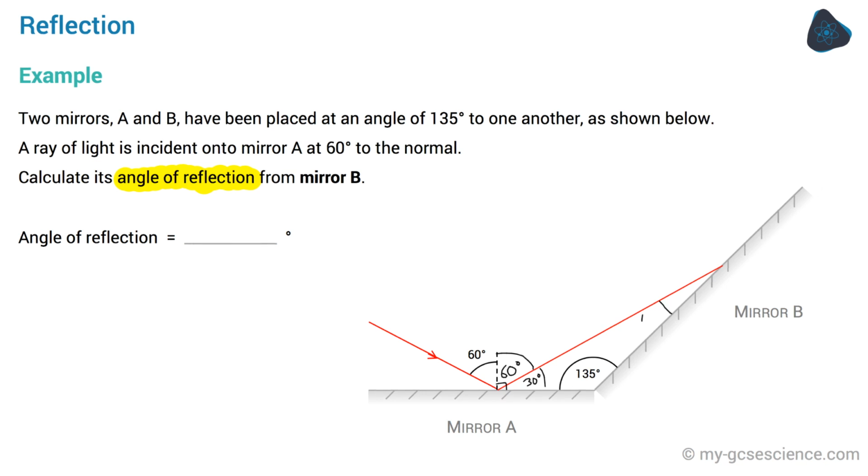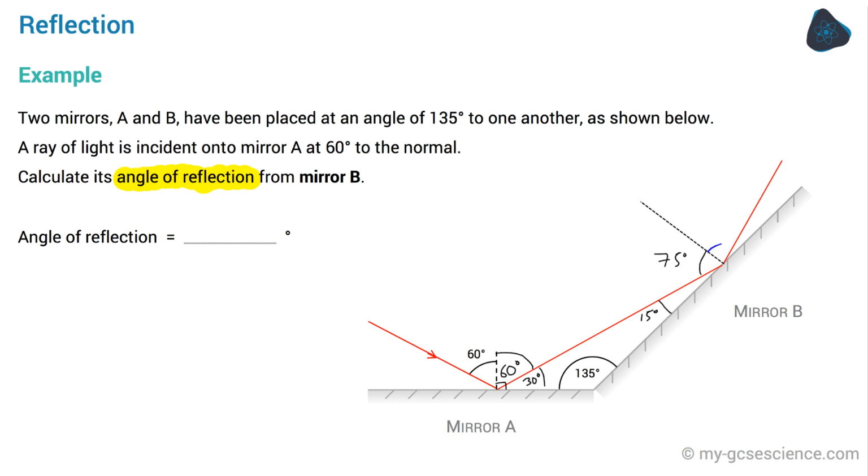Because the interior angles of a triangle must add up to 180 degrees, that means that this angle is 15 degrees. So if we draw in the normal for the ray which is incident onto mirror B, like so, its angle of incidence must be 90 minus 15, which gives 75 degrees. Drawing in the second reflected ray like this, we can see that its angle of reflection is 75 degrees. So we can write that into our answer space.